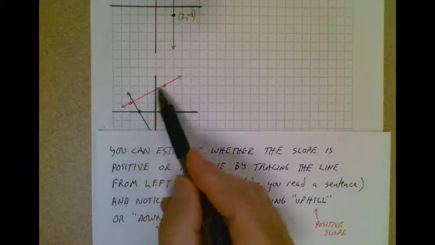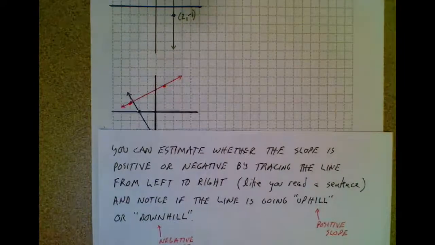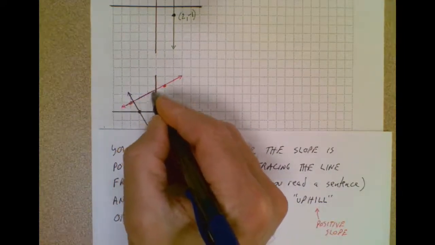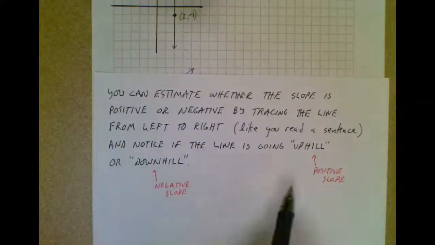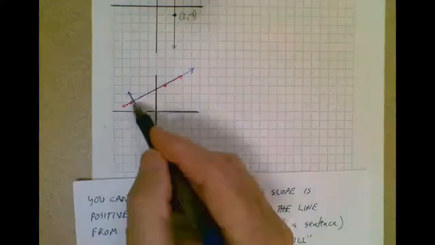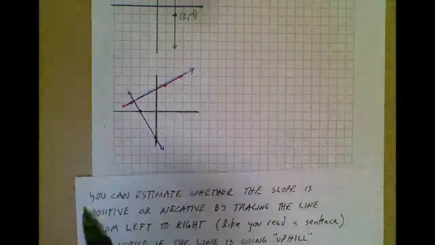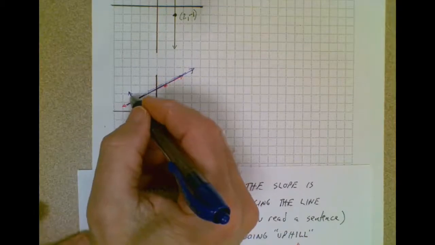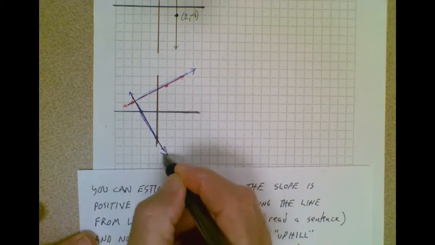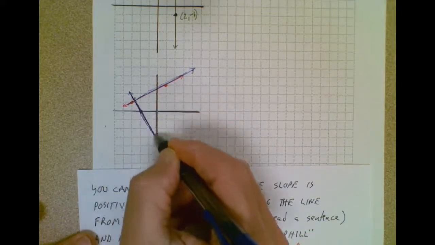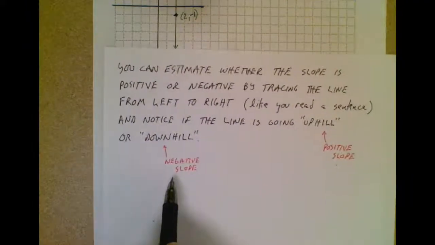As I travel along the red line, I must travel from left to right, like I read a book or like I read a sentence. And as I travel from left to right, I'm headed uphill. So this is going to be a positive slope. That line is a positive slope because I'm heading uphill. But I have to travel from left to right. Whereas this line right here, as I travel from left to right, I'm heading downhill. And as I'm heading downhill, that's telling me that I have a negative slope.